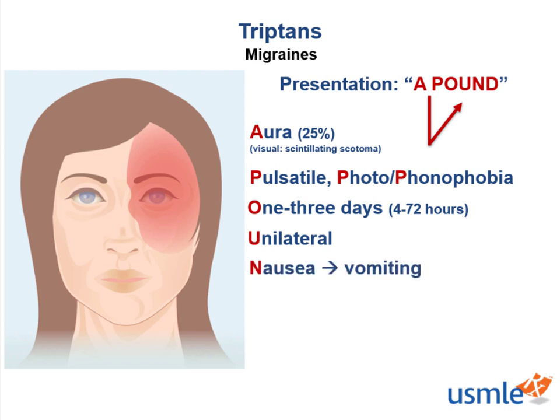The N stands for nausea that can lead to vomiting. Finally, the D stands for disabling, as migraines can interrupt normal daily activities and functioning. So, to recall the features of migraines on test day, use the A-pound mnemonic.